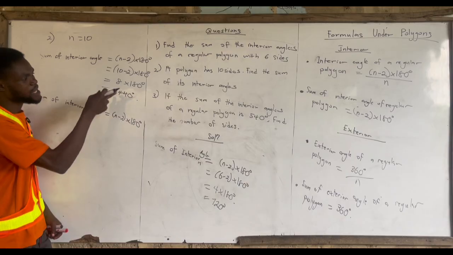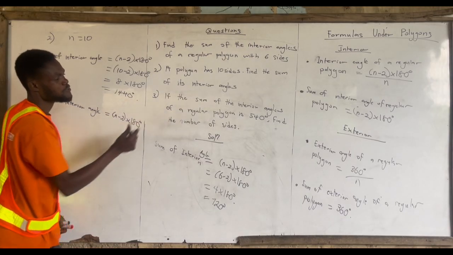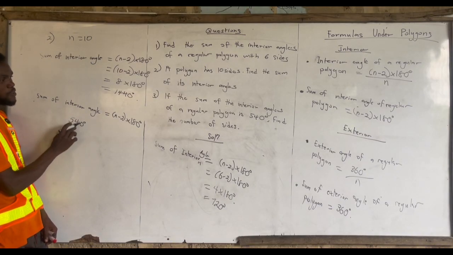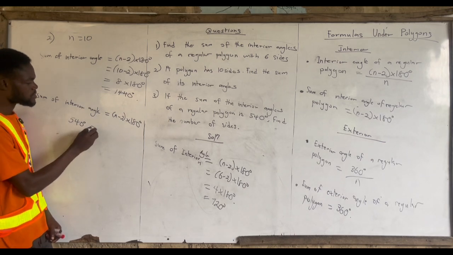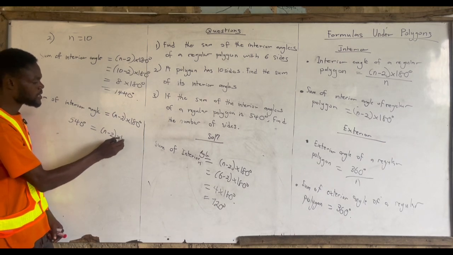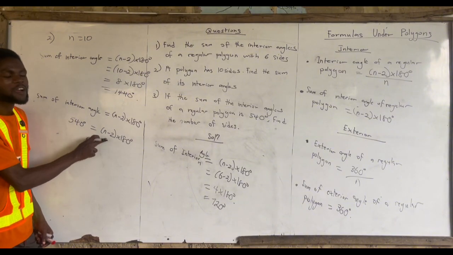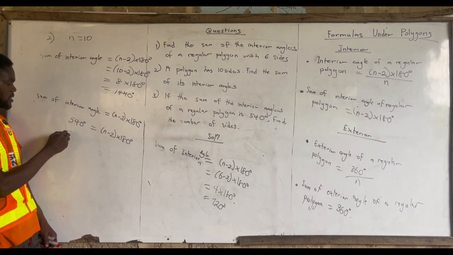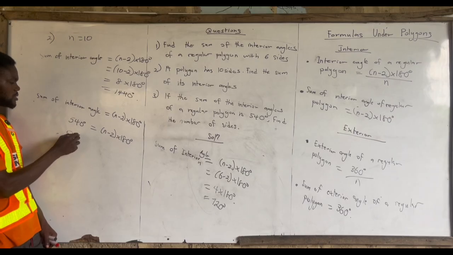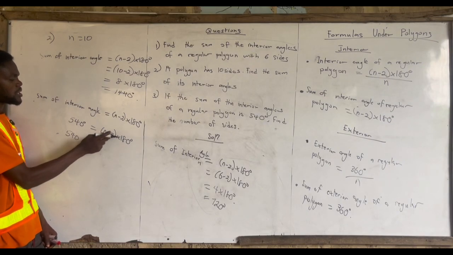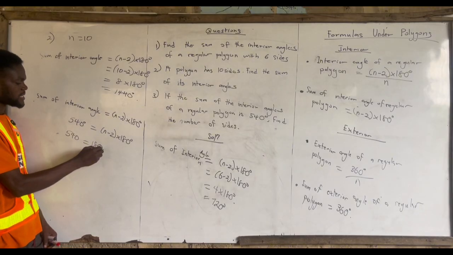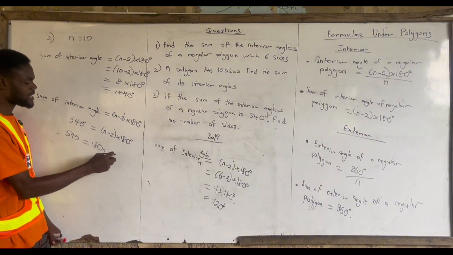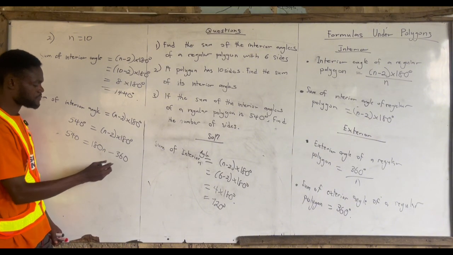That is the formula, and in the question they are saying the sum is 540 degrees. So you indicate your 540 degrees equals n minus 2 times 180 degrees. We are going to find n, because in the question we are asked to find n. So mathematically, we are going to have 540 is equal to 180n minus 2 times 180, which is negative 360.